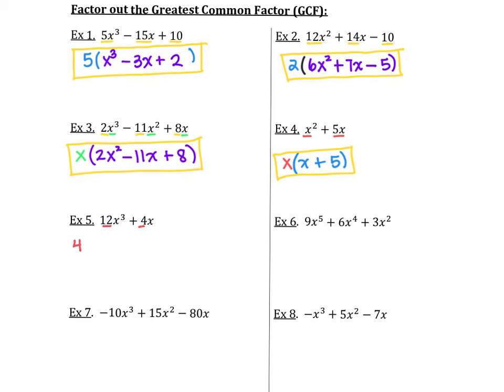Okay, next I'm going to check the variables. This is x to the third. This is x. They both at least have an x, so I can also take out an x.